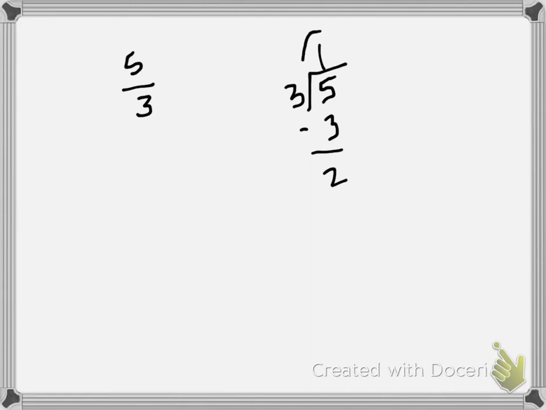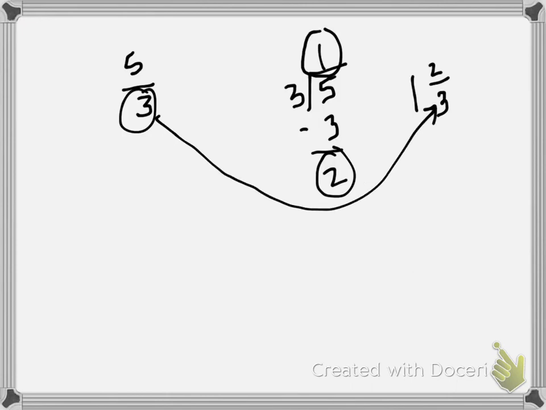So this number up top, which we call the quotient, is going to be our whole number. Our remainder down here is going to go up top. And then our denominator is not going to change in this process. It was a 3 over here, and it's still going to be a 3 afterwards. So 5/3 is equivalent to 1 2/3. I just divided the top by the bottom and then put it together. Whole number goes there, remainder goes there, and my denominator just stays the same.